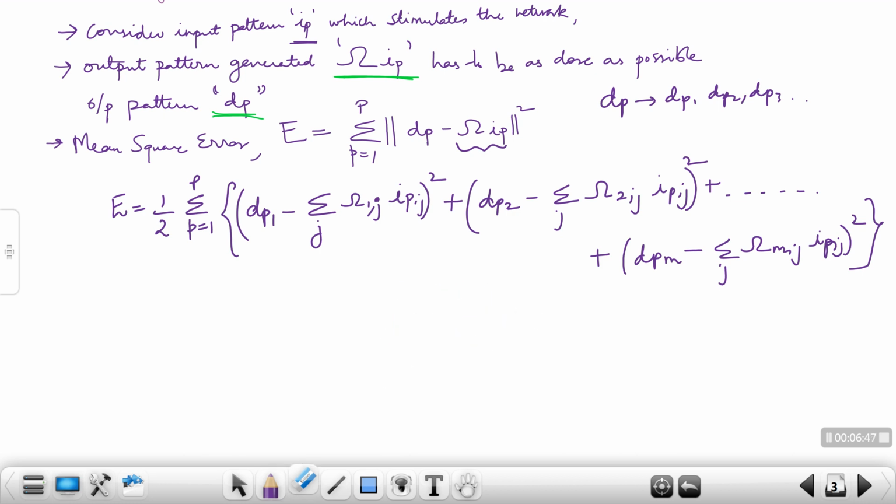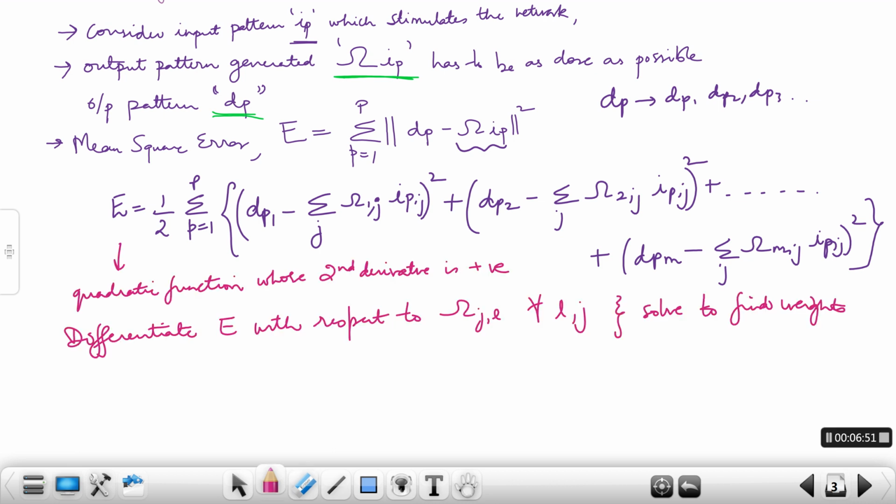Now based upon this I need to find the derivative. So what we do is that we differentiate the error. As I already told you, the error E is a quadratic function, second derivative is positive. The moment the second derivative is positive, I know that there will be a minimum which will exist. If at all the second derivative is negative, a maximum exists. But if the second derivative is positive, a minimum exists.